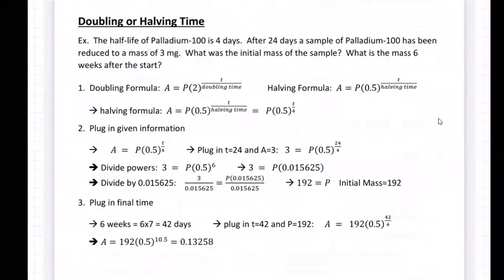Here I have something from the exam notes, which are right at the top of the Unit 4 module in the Canvas course shell. So it's for doubling or halving problems, either one. It's basically the same deal. I give an example here, but I give you a doubling formula: A equals P times 2, there's the doubling, to the power of T over the doubling time. And then I give you the halving formula, which is the same thing.